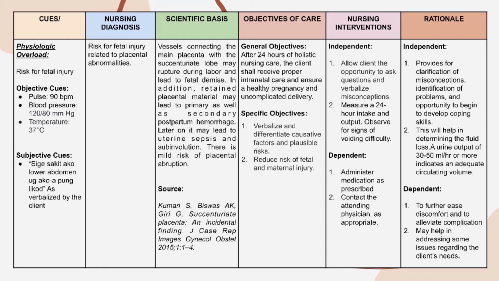Next, we have here the nursing interventions. Starting with the independent. First, allow client the opportunity to ask questions and verbalize misconceptions regarding the complication. Second, measure a 24-hour intake and output. Also observe for signs of voiding difficulty. And then we have here dependent.